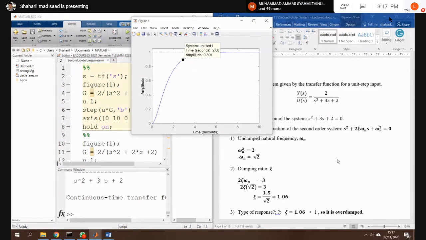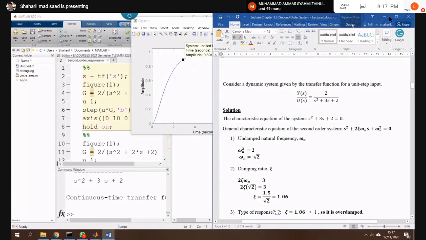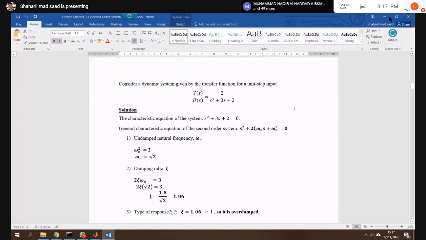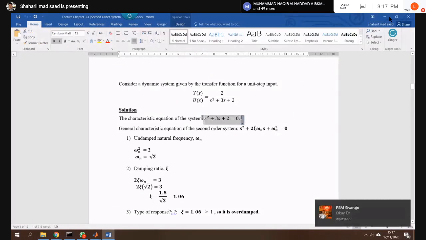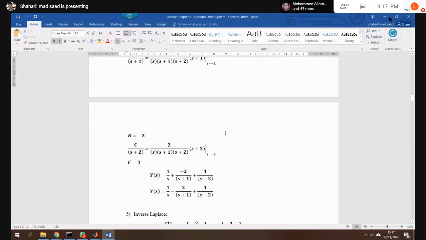Is there any question? A second order system is very simple. You just compare it with the standard equation for second order, and also compare it with the characteristic equation here. Do you have any question?